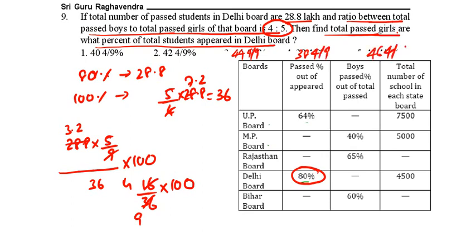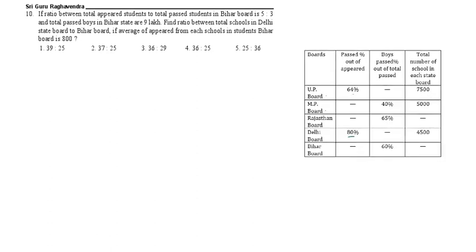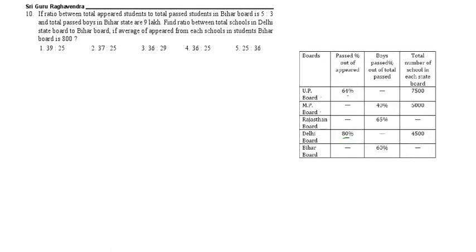Out of 27 lakhs, how many are passed? 64% are passed. In this, 66 2 by 3 means 2 by 3 are girls. We want boys, that will be 1 by 3. This is what percent of total students in UP?